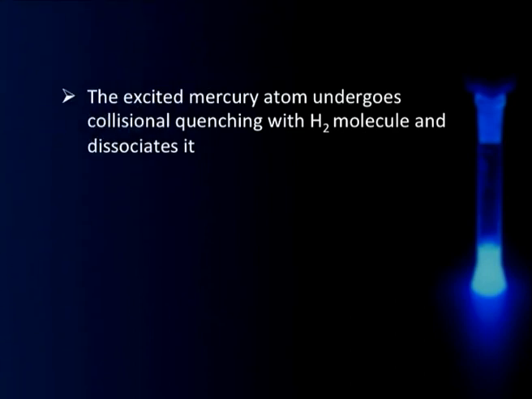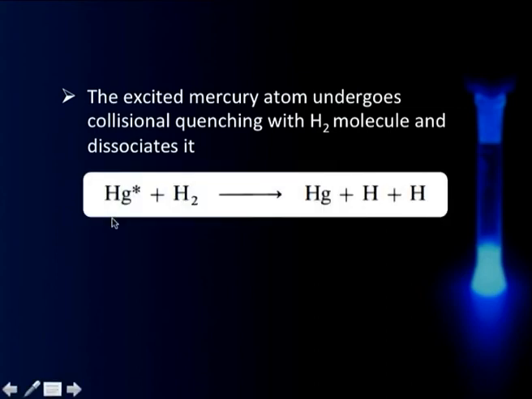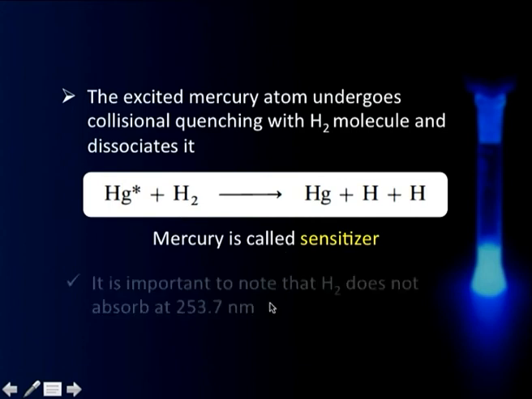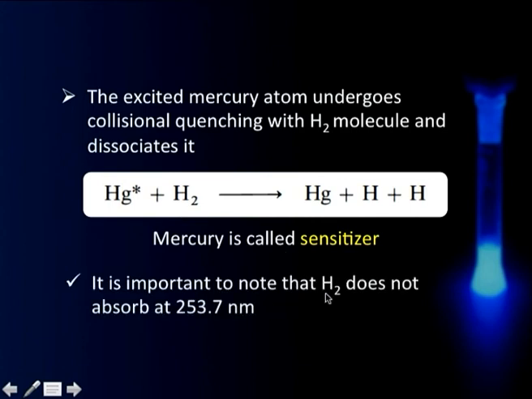This excited mercury atom undergoes collisional quenching with a hydrogen molecule and dissociates it. That is where the whole catch lies. The mercury vapor which has got excited transfers its energy to the hydrogen molecule in a collision and breaks it into two hydrogen atoms. The important thing to note here is that this mercury is called a sensitizer, and hydrogen on its own does not absorb this 253.7 nanometer radiation. It is getting this energy mediated by the mercury vapor, which is acting as a sensitizer.